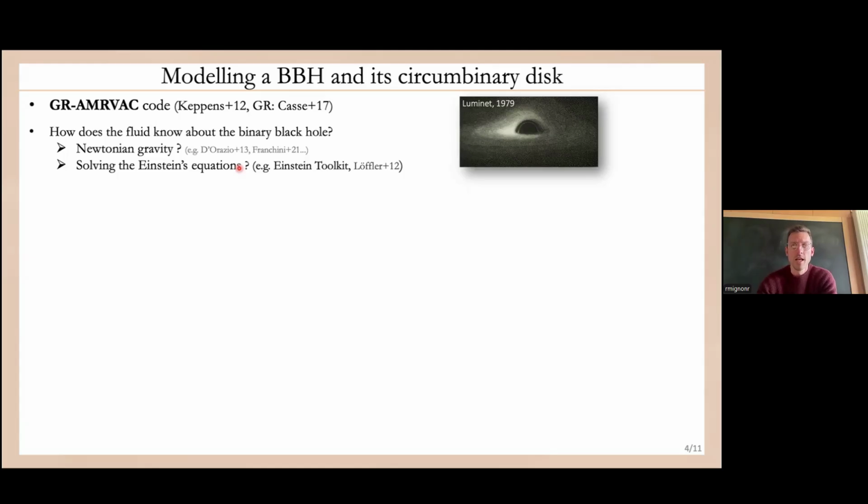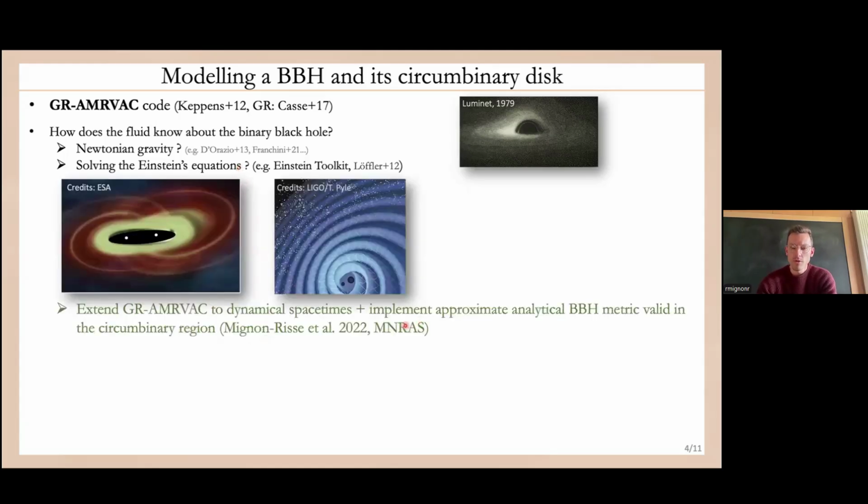So we chose a third possibility, which was to use the GR-MEVA code and first extend it to dynamical spacetimes, because here we will be talking about dynamical spacetimes, and then to implement an analytical metric, which is approximate, and which is, for this work, only valid in the region of the circumbinary disk.